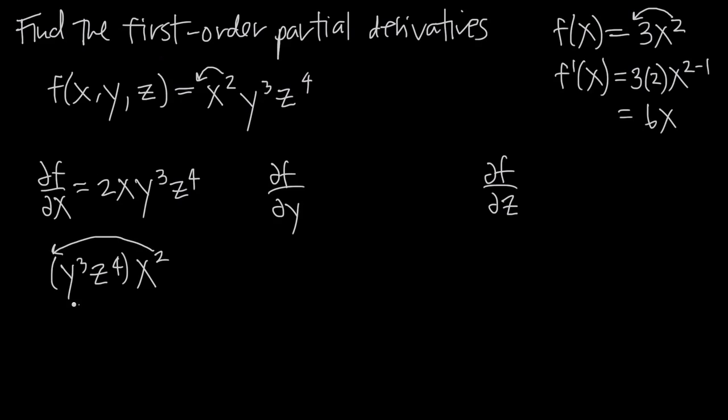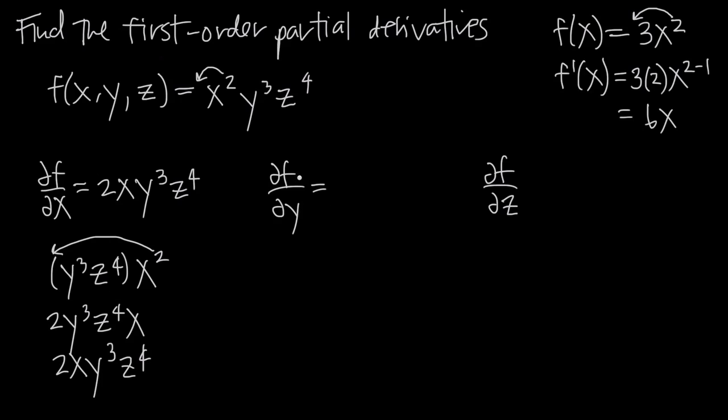Then you do the same thing. You bring this 2 out in front, and you end up with 2y cubed z to the fourth x to the 2 minus 1, or just x to the first, so we end up with x. And then you can reorder your variables and say 2x y cubed z to the fourth. So visually, sometimes it's helpful to factor these constants out in front. And in fact, let's go ahead and do that with this example here.